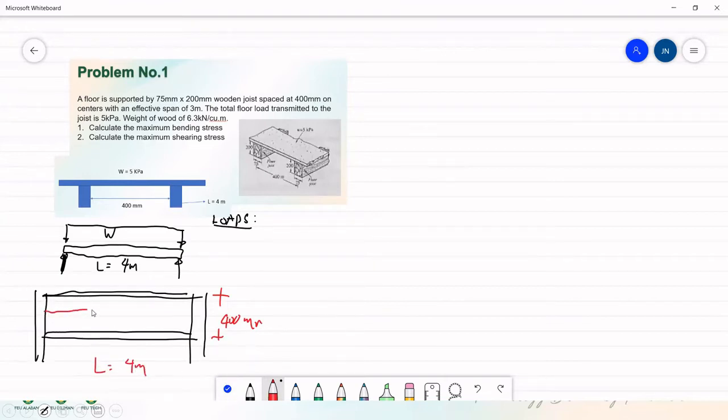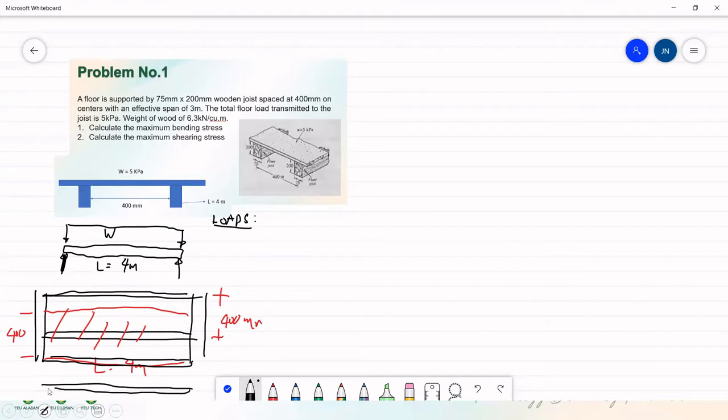So the tributary area for this one is one half of this one. This is the tributary area, which is also equal to 400. If we also have a floor joist here, and we have another floor joist here, then the tributary area is this one. We just have to compute this tributary area.